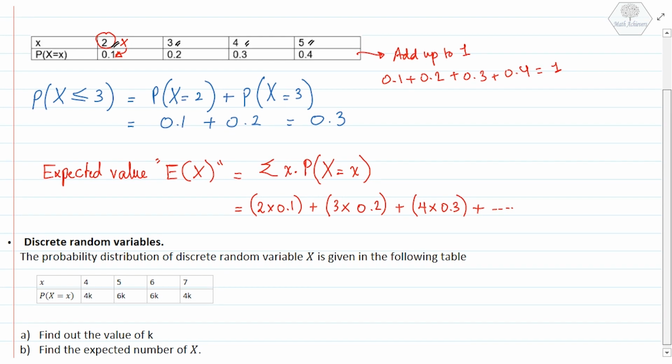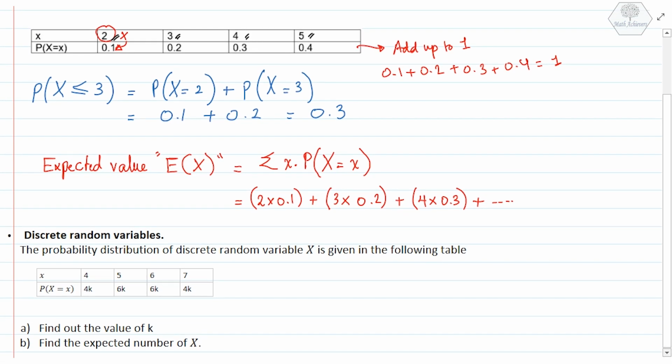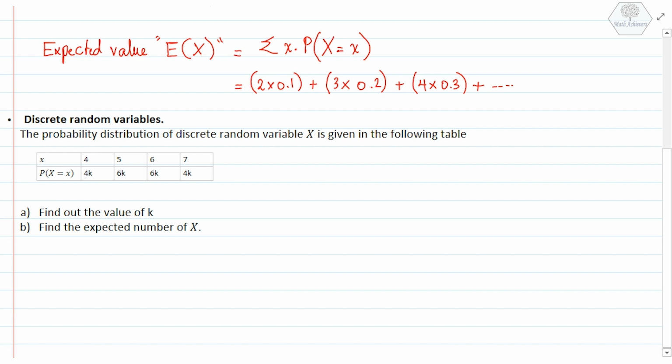Let's have an example now. The probability distribution of discrete random variable x is given in the following table. I have x either 4, 5, 6, or 7, and the probability is 4k for 4, 6k for 5, 6k for 6, and 4k for 7. Section A, we need to find the value of k.